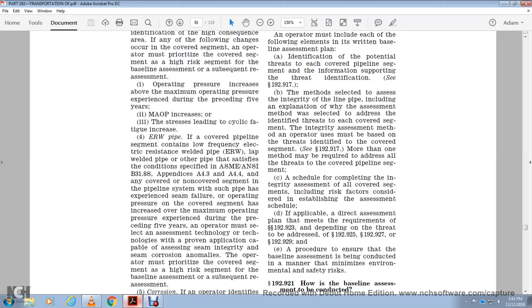The operator must select an assessment technology or technologies that have been proven capable of assessing seam integrity and of identifying seam corrosion anomalies. The operator must prioritize the covered segment as a high-risk segment for the baseline assessment or subsequent reassessment.